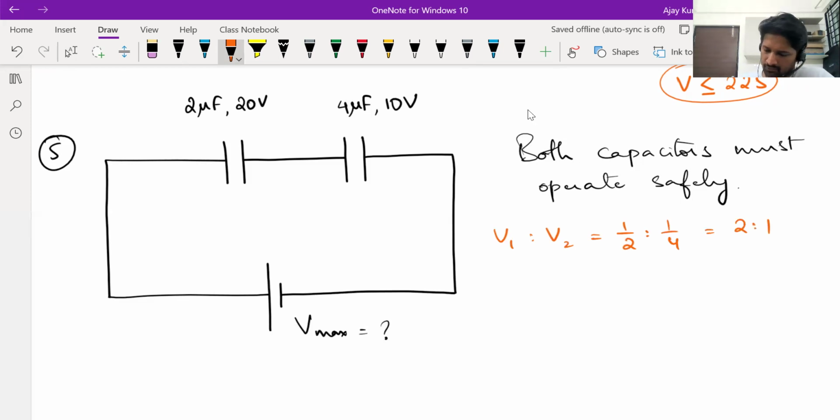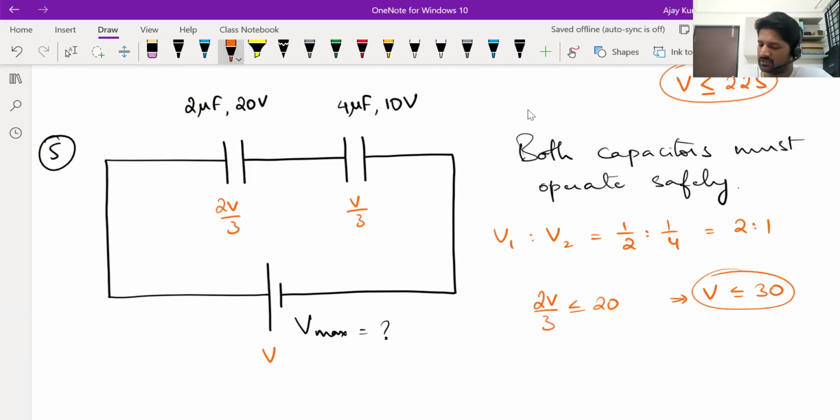Okay. So if you connect a voltage V here, battery of voltage V here, it gets split in the ratio 2 is to 1, means 2/3 across the first capacitor, 1/3 across the second capacitor. For the first capacitor to function safely, its share of voltage should be less than or equal to 20 volts. Means, okay, let's not write volts, it's slightly confusing. I'll just write the numerical value. Means V should be less than or equal to 30 for the first capacitor to be safe.